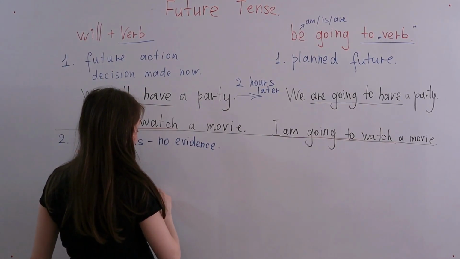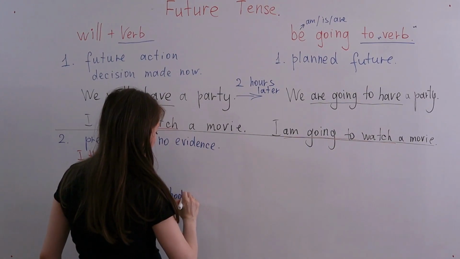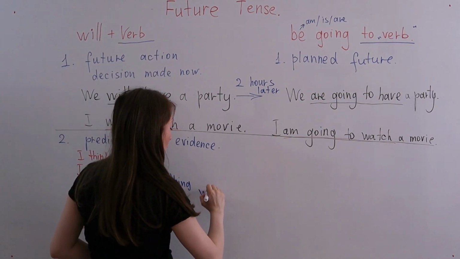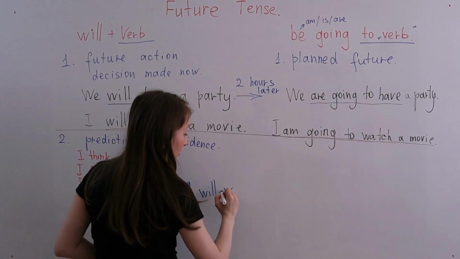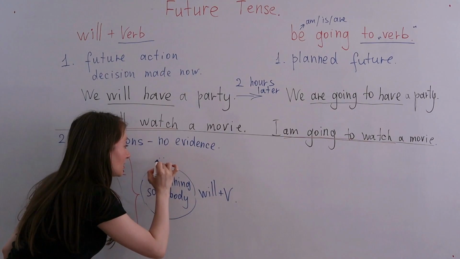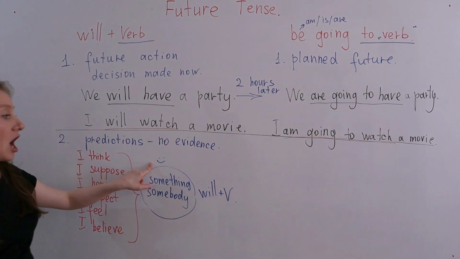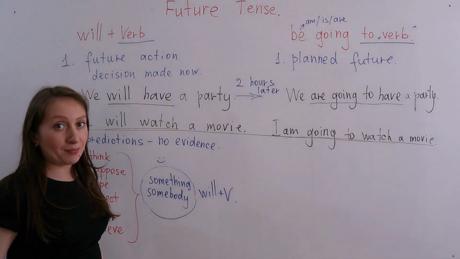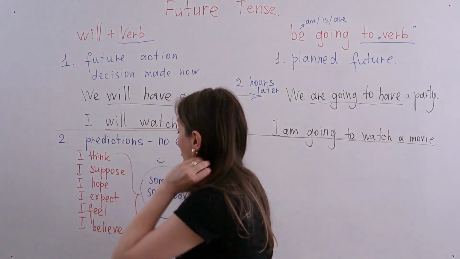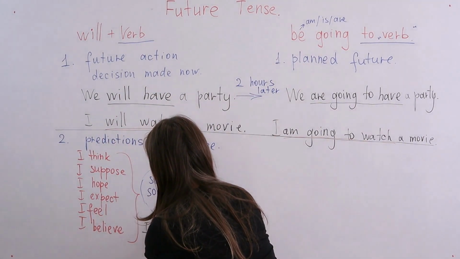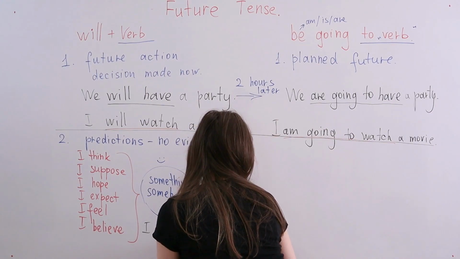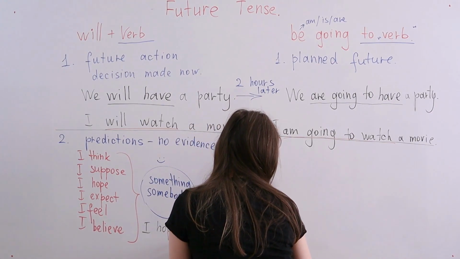Will, or somebody or something, will and verb, right? This is kind of a subject. Do you remember I told you that it's a subject? I think I will pass my exam, right? Let me write it for you. I think or I hope. It's better, I hope, because you don't know. I hope I will pass my exam.